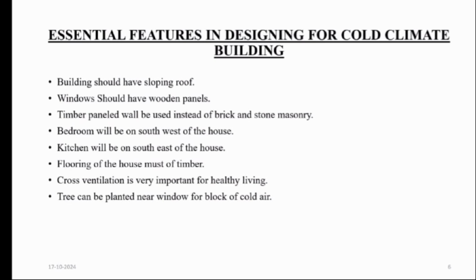First one is building should have slope roof, and second one is window should have wooden panels, and third one is timber panel wall we used instead of brick and stone masonry, and bedroom will be on the southwest of the house, and next one is kitchen will be on the southeast of the house, and flooring of the house must be on timber, and tree can be planted near the window to block cold air.